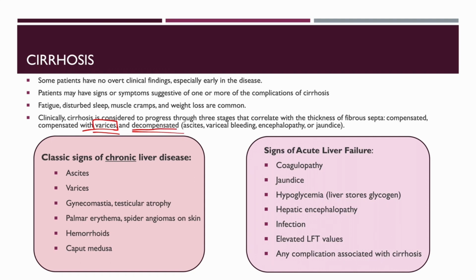Then it's when we start seeing most of the classic signs and symptoms of cirrhosis, including ascites, jaundice, encephalopathy, and variceal bleeding. We're going to go into most of these little by little. We're going to go through ascites, varices. We'll talk about these things, and liver failure as well. They kind of go hand in hand.